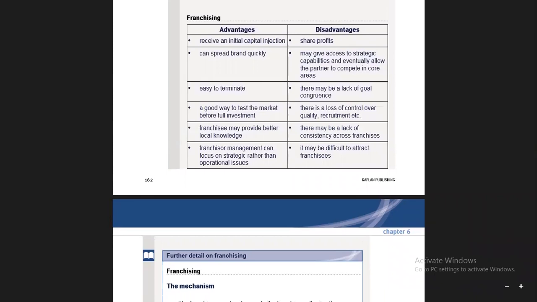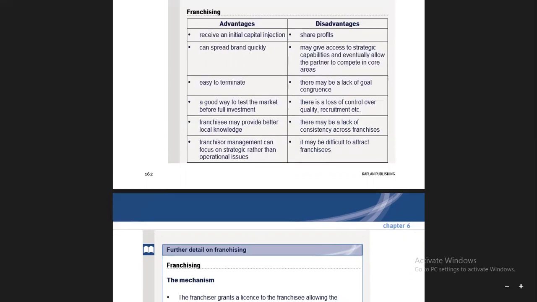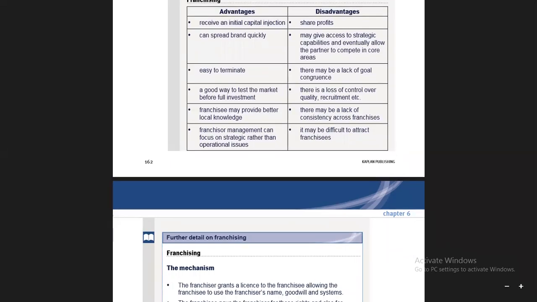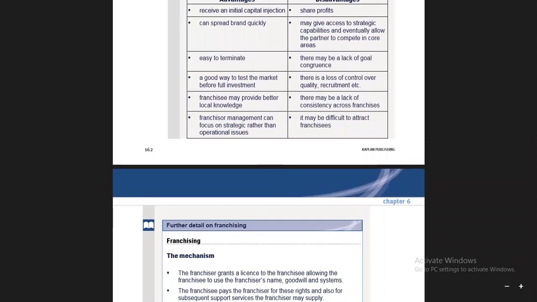So what are the advantages? Receive an initial capital injection. Yes, because you have to inject more capital by purchasing the franchise. Can spread the brand equally. Yes, the brand is spread out. Easy to terminate. Yes, you can go for termination easily because that brand is already developed and you don't have to contribute anything to that. A good way to test the market before full investment. Yes, before full investment you can get to know the market by using the franchise name.